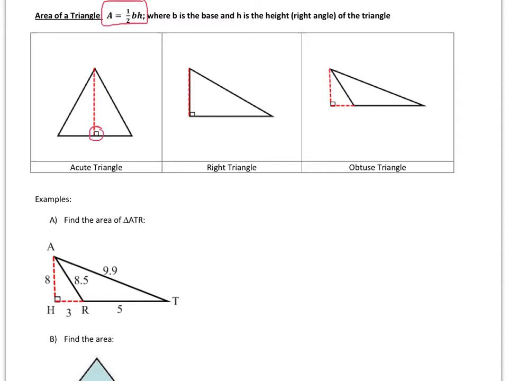In a right triangle, the height is actually one of the sides, but again it creates a right angle with the base. With an obtuse triangle, you cannot go from a vertex to one of the sides and have a right angle. So we would extend one of the sides, in this case the base, so that when we drop the height down, you would create this right angle.